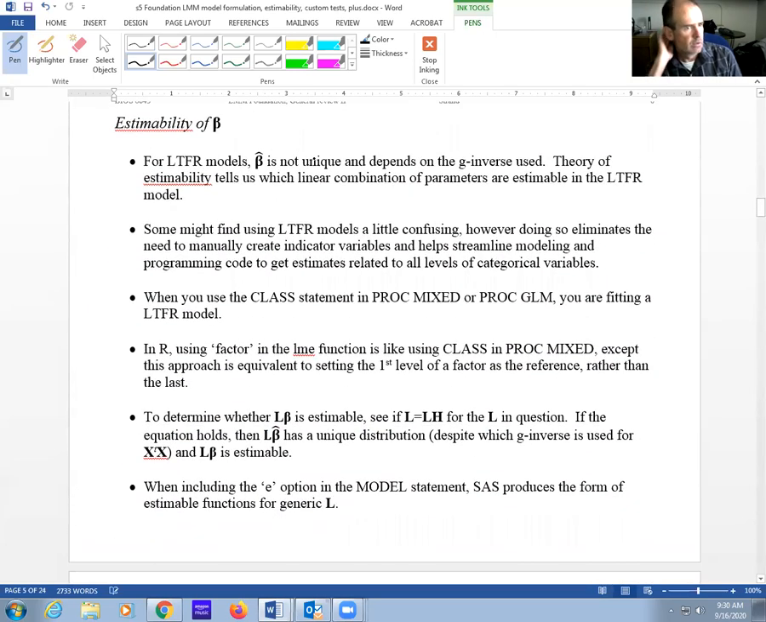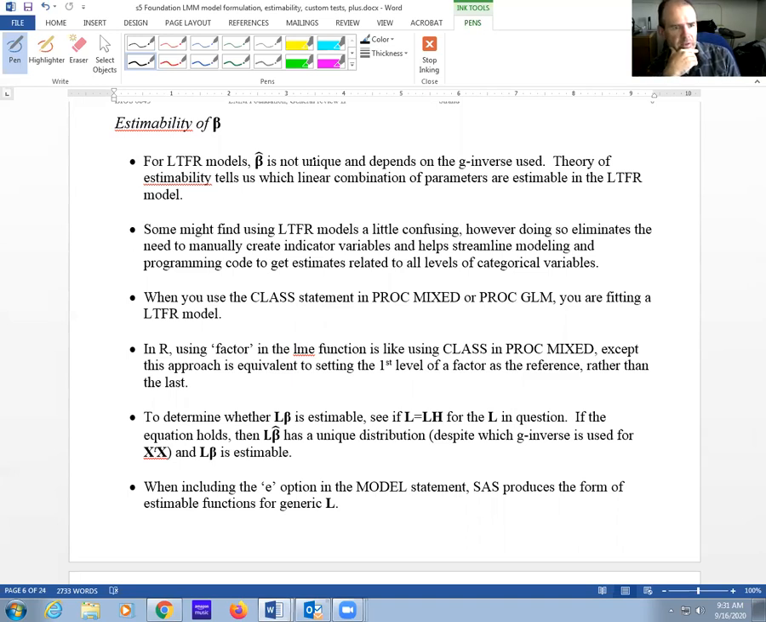So what is the issue with estimability? For less than full rank models, beta hat is not unique and depends on the G inverse used. So the theory of estimability tells us which linear combinations of parameters are estimable in that model. So the question is, why do we even need to worry about this? Why not just use the approach that we learned in 6612?